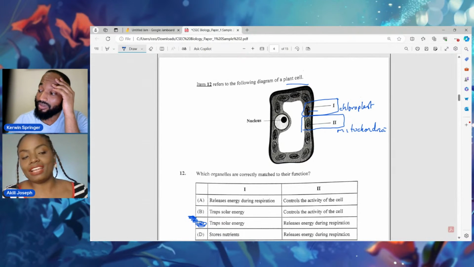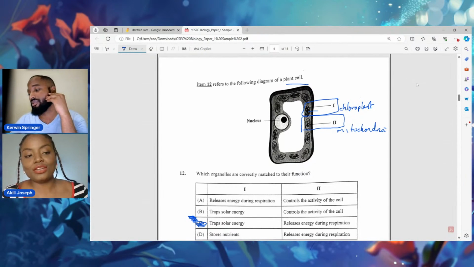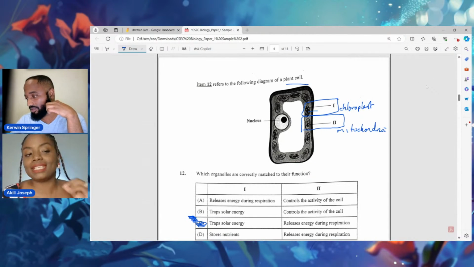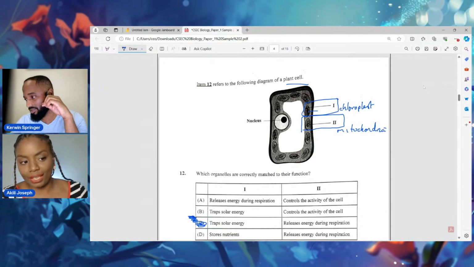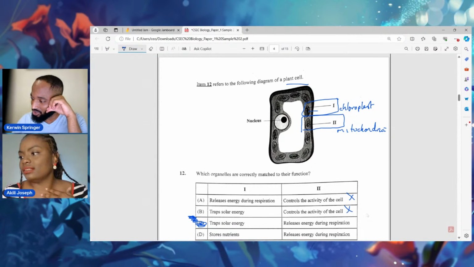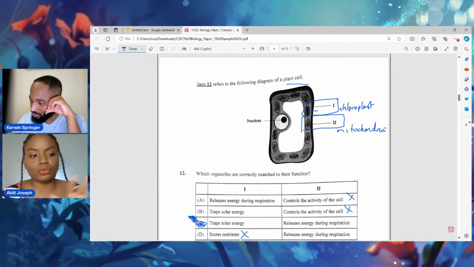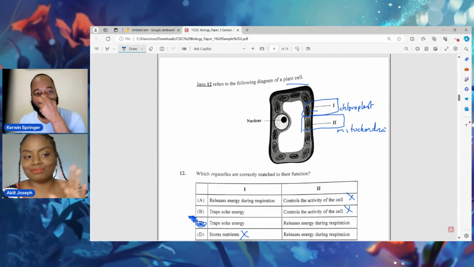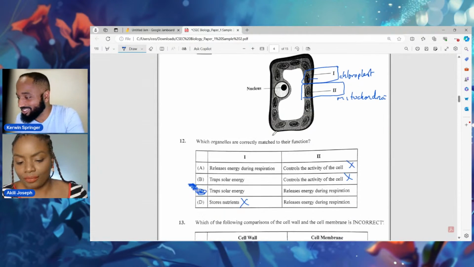So I advise my students to put C for this, because one, how it's sketched looks like mitochondria, and two, how it's sketched looks like chloroplast, but the reverse is what the options are in the table. So put C, because they control cell activity and store nutrients. So A and B are completely out, D is out. So C would be your best answer here. But this question, it ain't it.